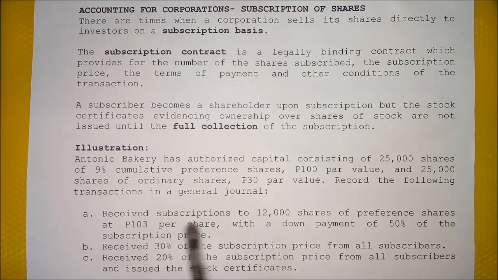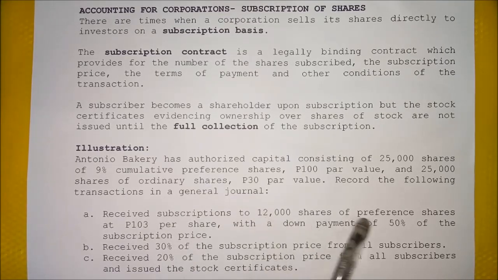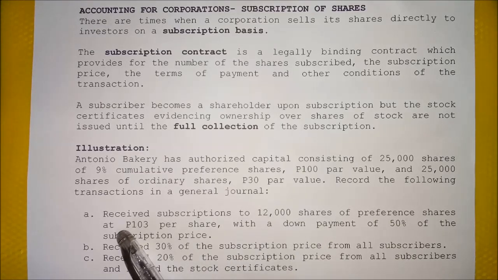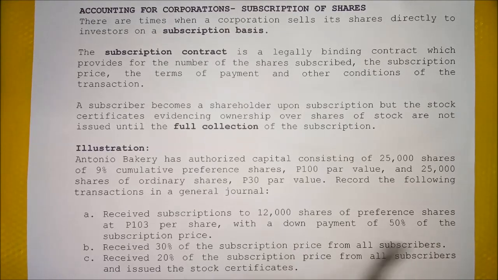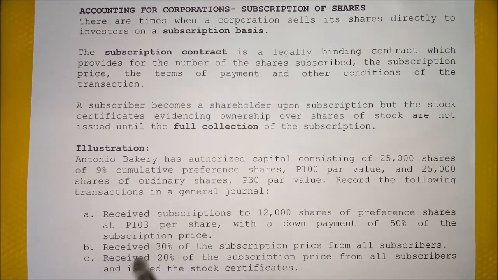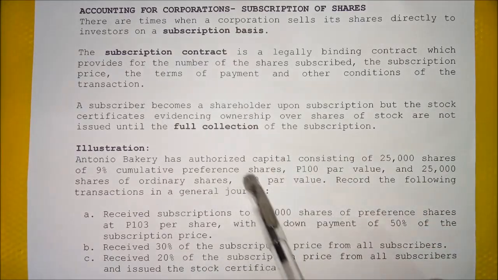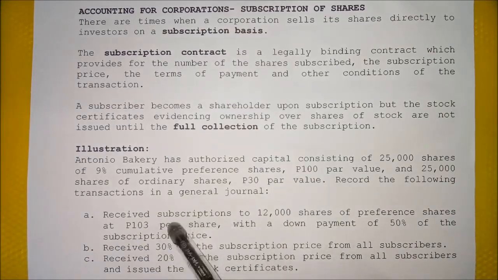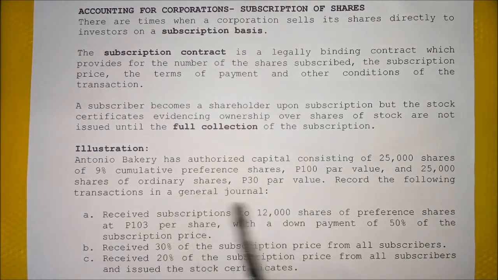Okay, letter A, receive subscriptions to 12,000 shares of preference shares at 103 pesos per share with a down payment of 50% of the subscription price. Letter B, receive 30% of the subscription price. And letter C, receive 20% of subscription price from all subscribers and issue the stock certificates. Okay, so mga transactions ito na subscription, and ang requirement is journal entries for letter A, B, and C.